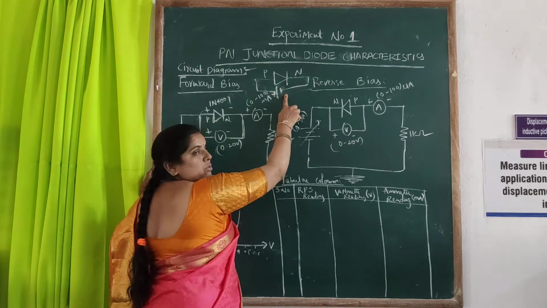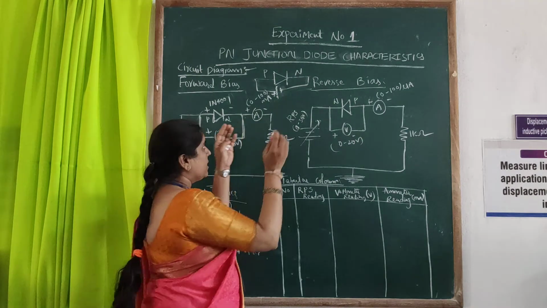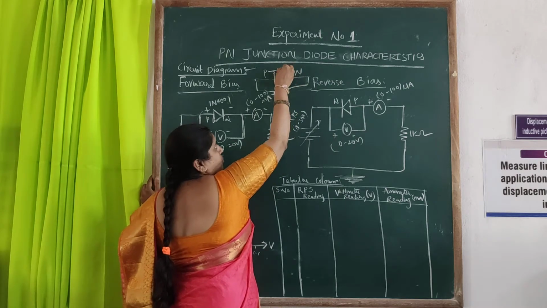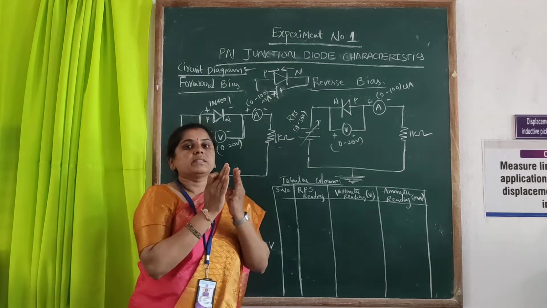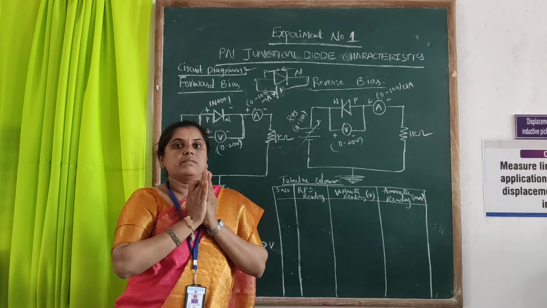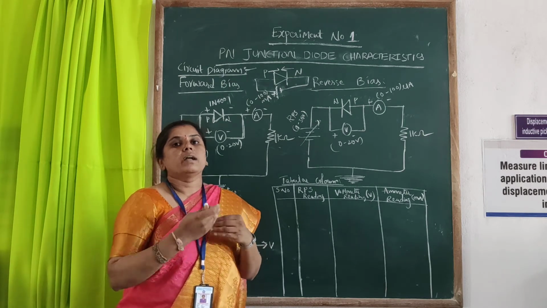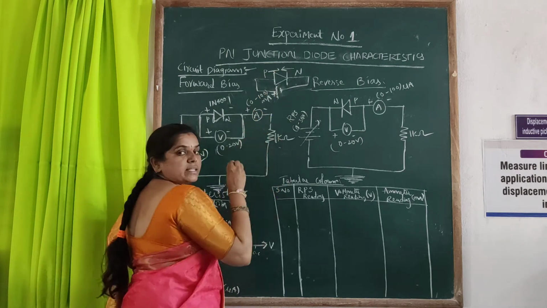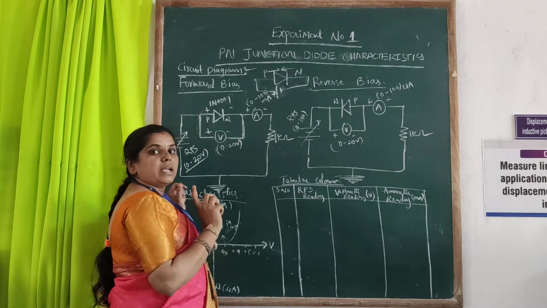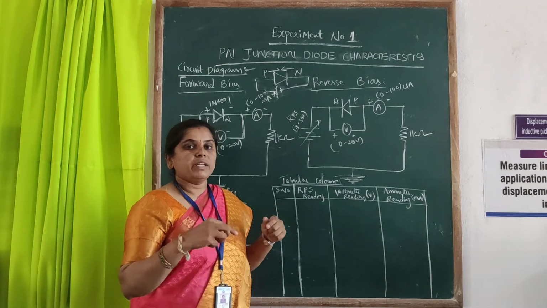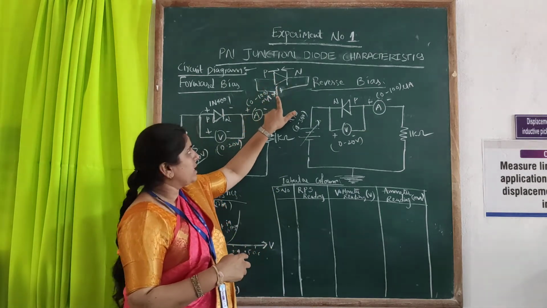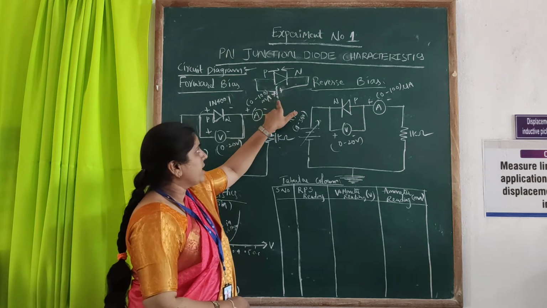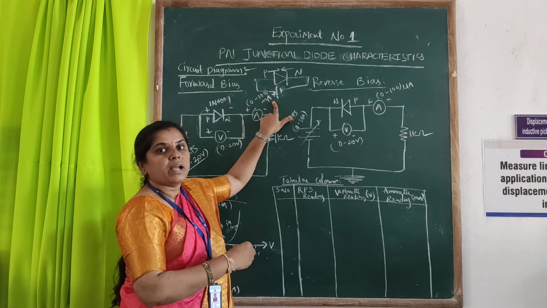Both are repelled, so these holes are moved to N side and these electrons are moved to P side. Then the junction width is decreased, and the diode conducts. From which voltage the diode will conduct is nothing but that voltage is called as cut-in voltage. So when we are increasing this voltage, the diode conducts.